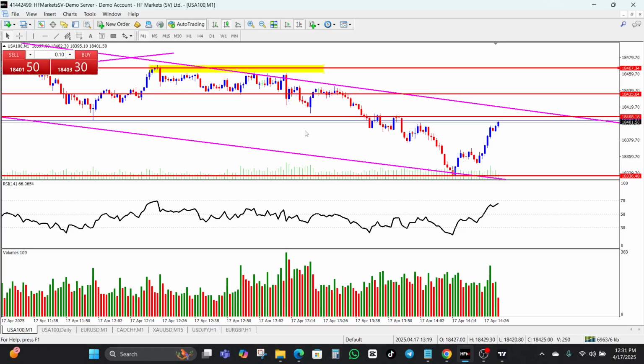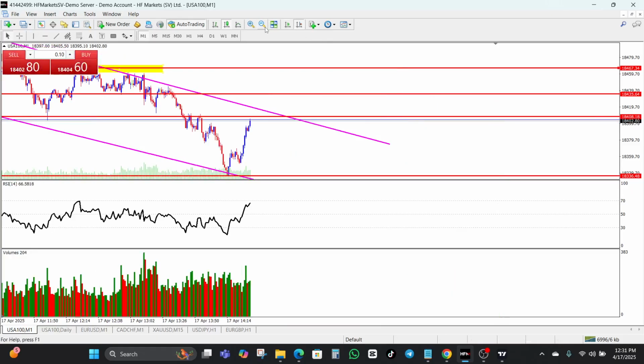So you can enter once you have a clean rejection or confirmation of the zone. Keep your stop loss tight. You can enter a sell around here, because you already have your confirmation: volume, RSI, bearish candlestick pattern, rejection from this key zone. Stop loss can be above this particular zone, and then your take profit can be at key support levels. This is for a sell trade.